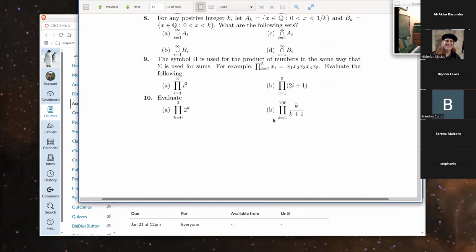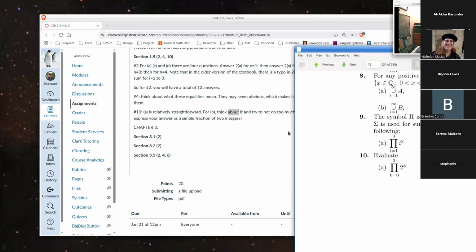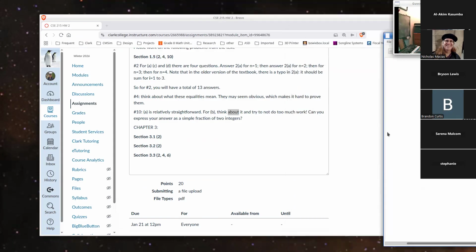we're looking at the product rule. So this is like summation, but instead of adding these terms, we multiply these terms. For part B, we're doing a product of 100 expressions. 1 over 2, 2 over 3, 3 over 4, all the way up to 100 over 101. Don't do that explicitly. Don't type in 100 numbers and multiply them on a calculator. Don't write it all out, but write out the first few terms, some way to express your answer as just a fraction of 2 integers.